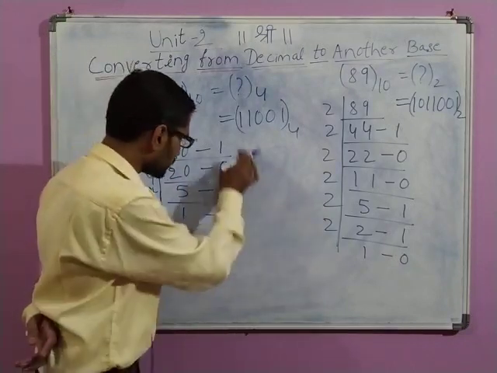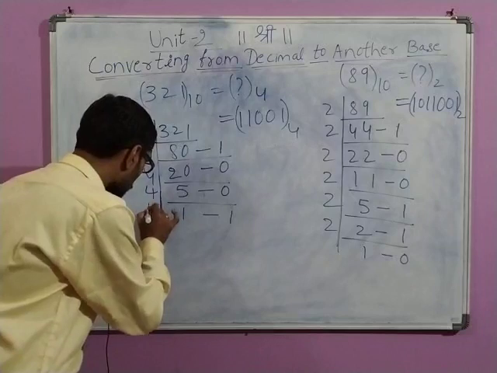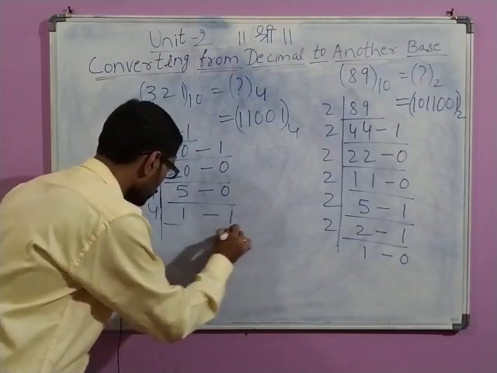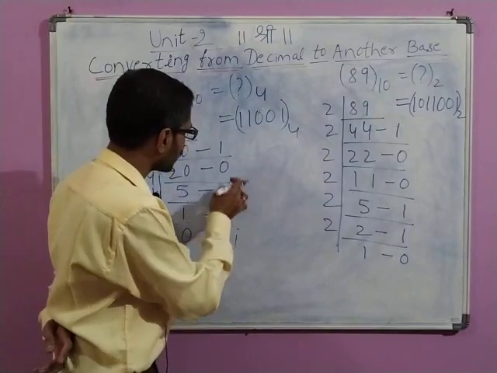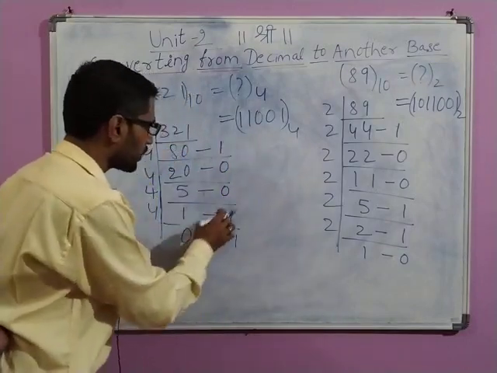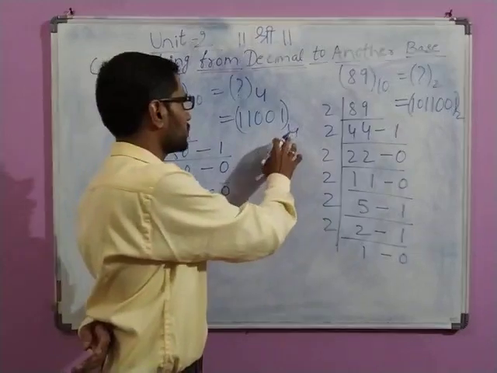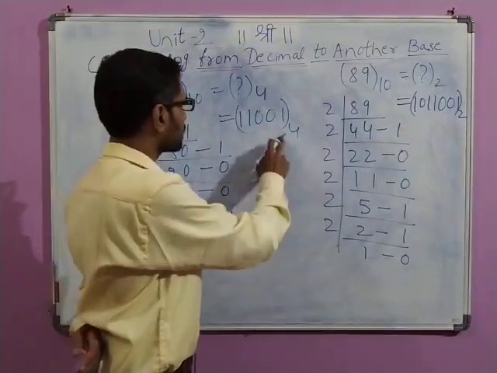Either you can do it like this, or you can say, as I told you, putting 4 and 0 is not possible, so you can write it like this. When you write it like this, this will be 11001, and the base is 4. This is the answer for this question.